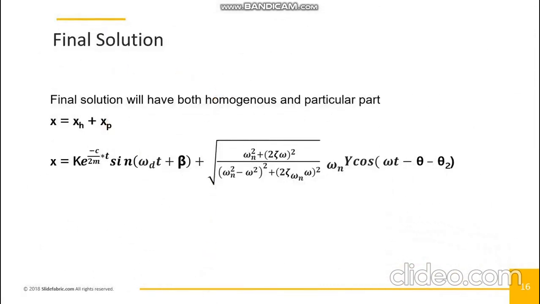The final solution will be the sum of the homogeneous solution and the particular solution. I have just plugged in these values, and this is our final solution.